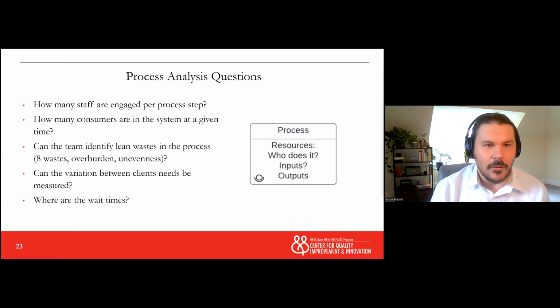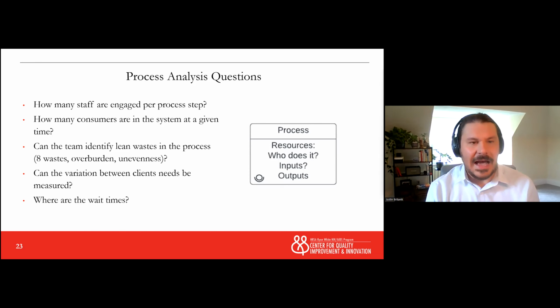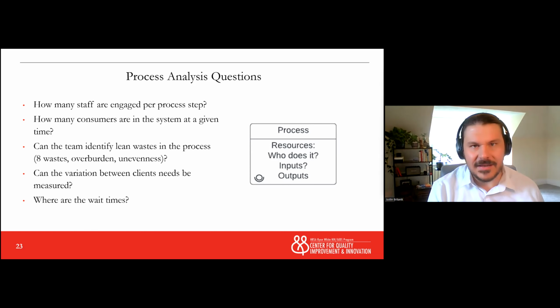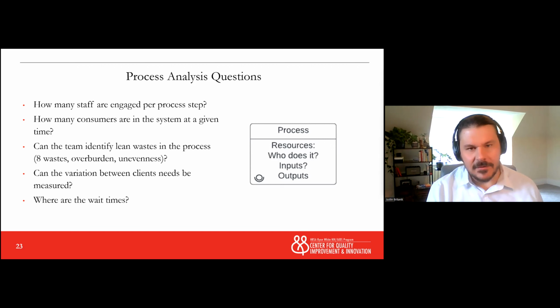I always like to look at non-value added time, and if you're familiar with lean methodology, those 8 wastes, overburden, unevenness. We don't have time to get into all those wastes today, but I know there's material on lean and waste in the former team TA webinars. Can the variation between client needs be measured? Is there a gap between what different clients need? Is there a gap between what we're able to provide and what clients need? And the wait times. Those are the things I would be looking at in these process boxes for improvement opportunities.